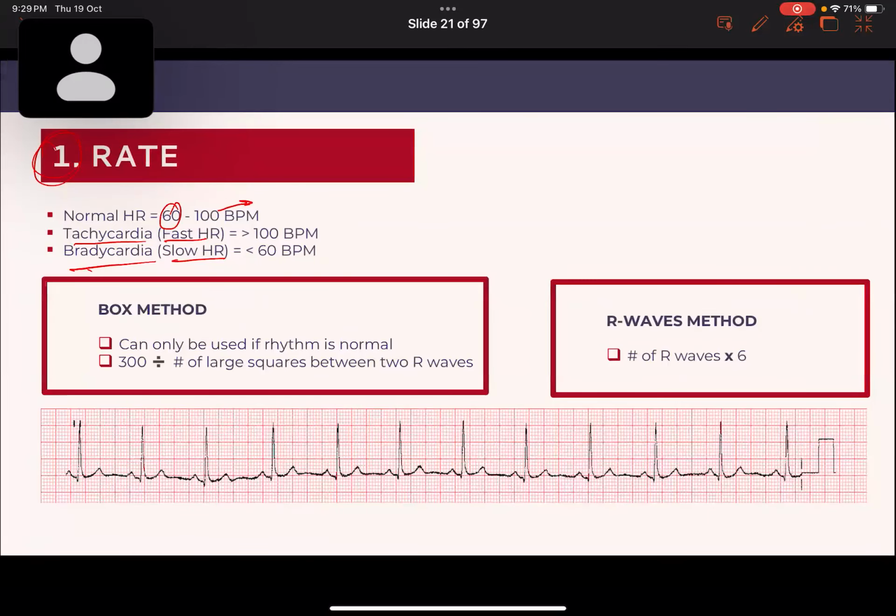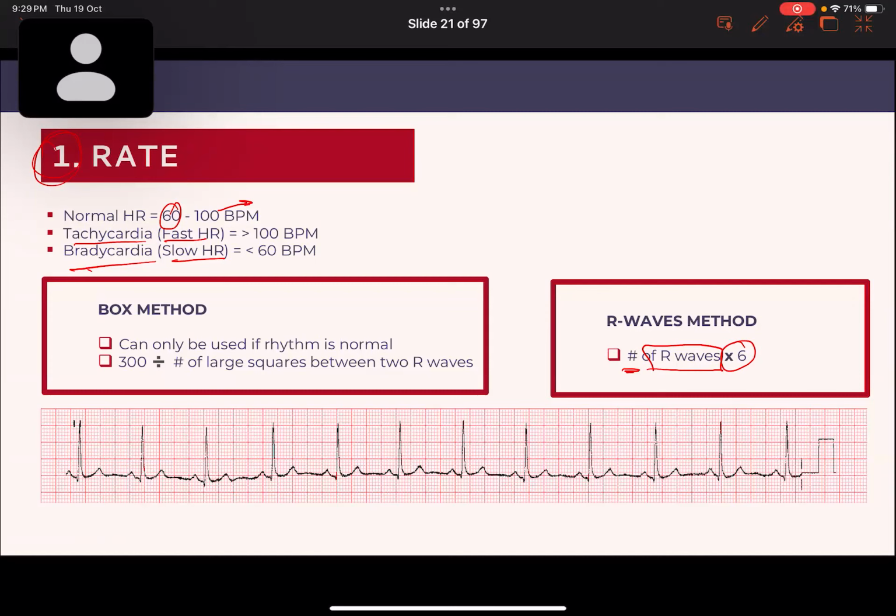So the rate, you can do it in two ways. We have the box method and the R waves method. I want to start with the R waves method because you can use it at any time, no matter what the abnormality in the heart is. For the R waves method, you calculate the number of R waves and multiply it by 6. Another way that Rawad has showed you was calculating the number of large squares, then calculating how many seconds, and then dividing by 6. You can do that, or you can just multiply the number of R waves by 6.